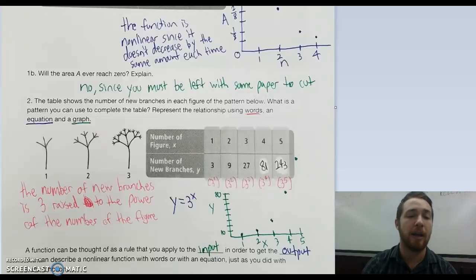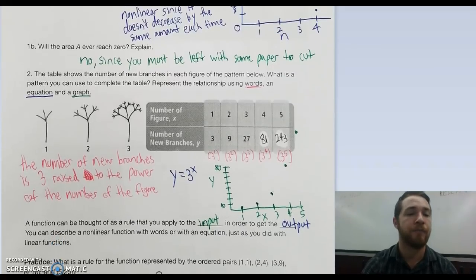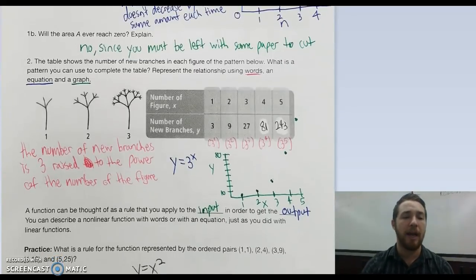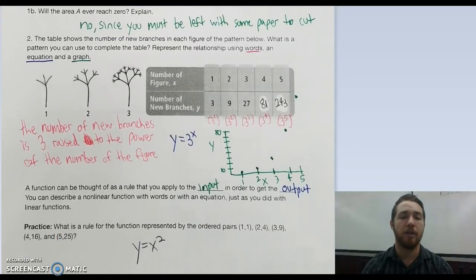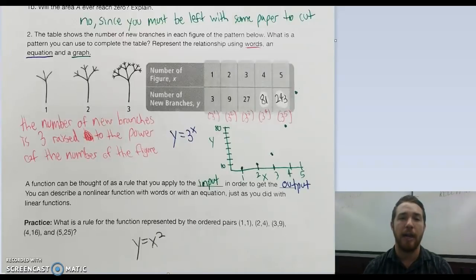A function can be thought of as a rule that you apply to the input in order to get the output. So remember that function machine. You're doing something to the input to adjust it to get the output. And we can represent a nonlinear function with words or with an equation, just as we did with linear functions. So our last rule there, if I'm just trying to describe how I get from my ordered pairs, how do I start with the x for the input and end up with a y for the output? So if I start with 1, how do I end up with 1? If I start with 2, how do I get 4? If I start with 3, how do I get 9?